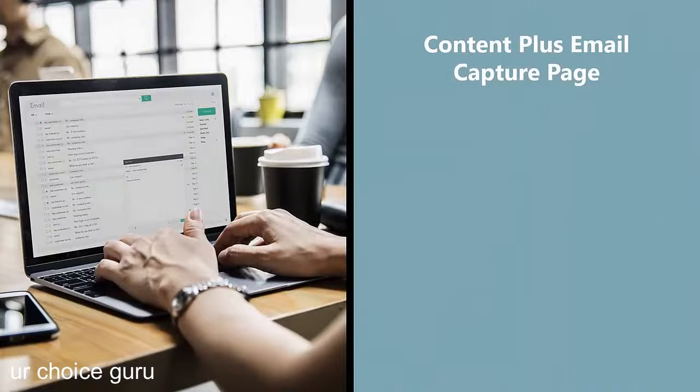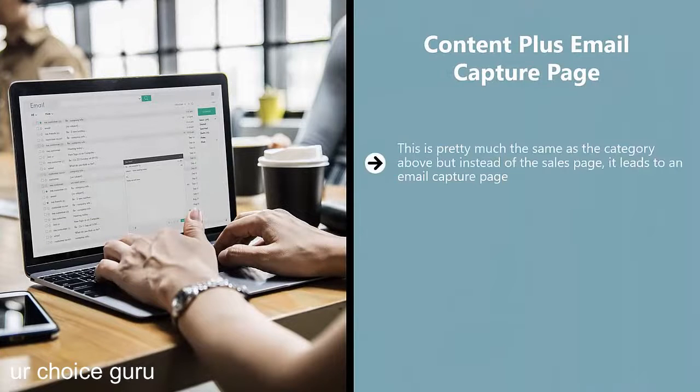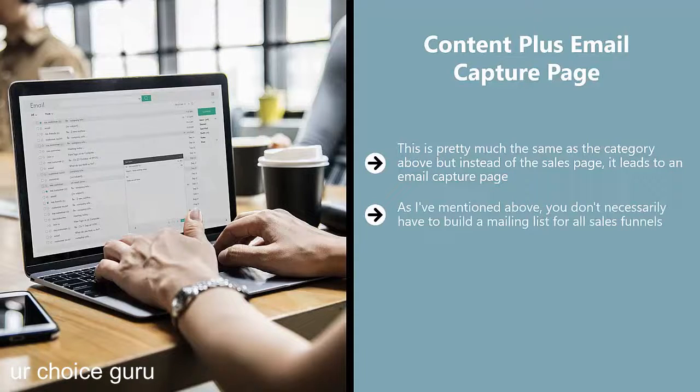Content plus email capture page. This is pretty much the same as the category above, but instead of the sales page, it leads to an email capture page. Your product or service offering also determines your mailing list incentives. As I've mentioned above, you don't necessarily have to build a mailing list for all sales funnels.